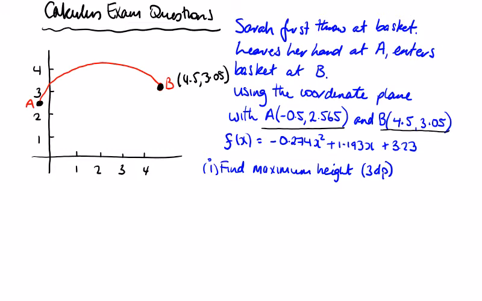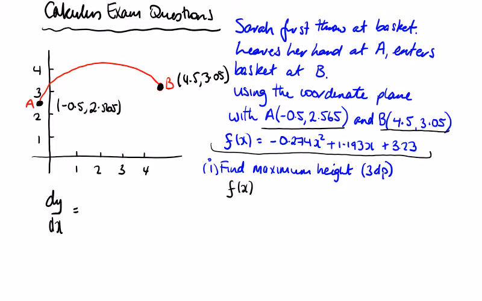And A is (-0.5, 2.565). f of x is equal to this. Find the max height. Okay, so we know the max height is where dy/dx equals 0. So solve this for it equal to 0, that will give us our x value, and we put it back into f of x, because f of x gives us our y value at any point.